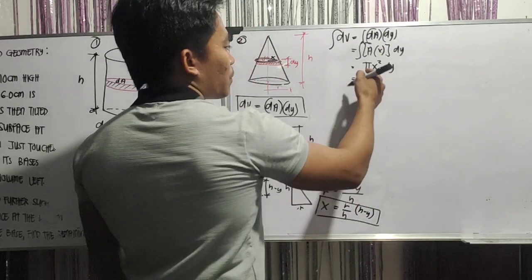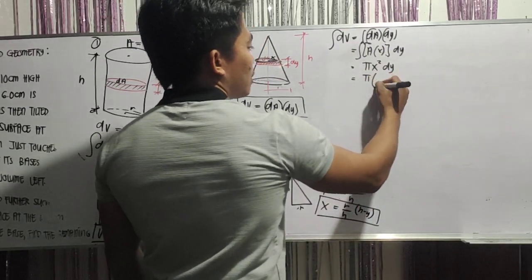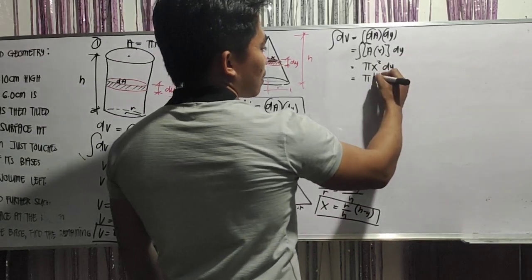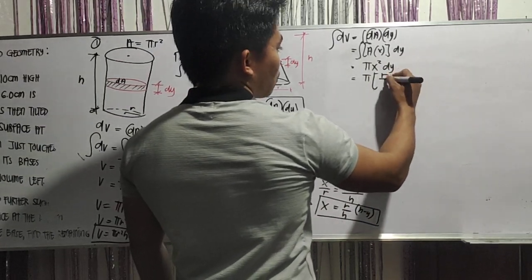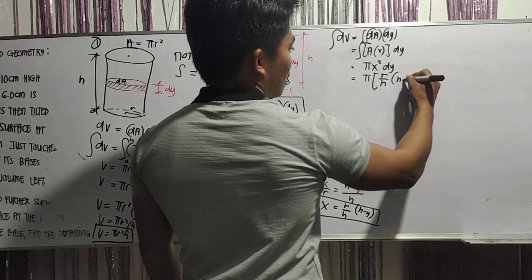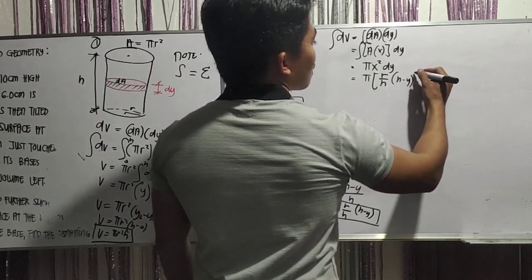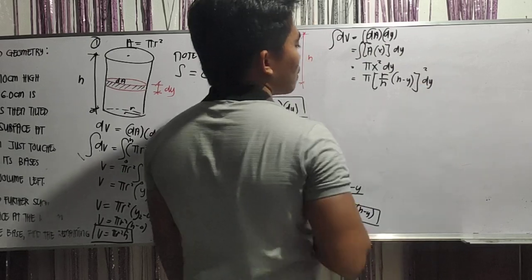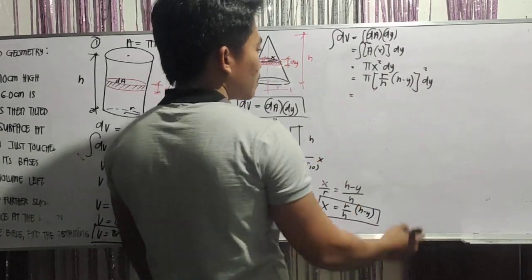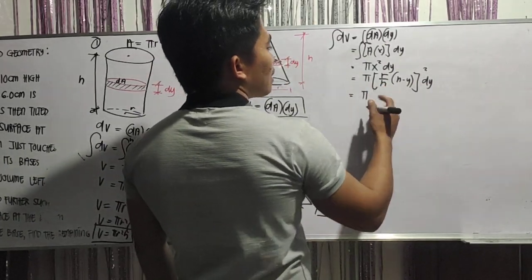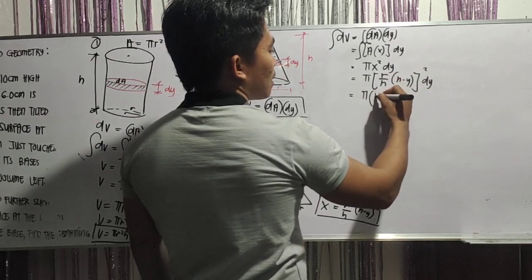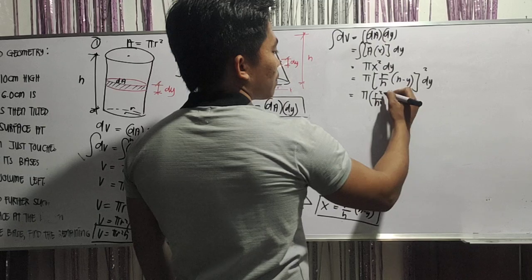Okay? So, what is x? Makinig. Yung x mo ngayon is eto siya. Okay? That is just r over h times h minus y, okay, dy. Kaso naka-square. Okay? Now, pi r over h squared, what is that? Actually, this is just r squared over h squared.